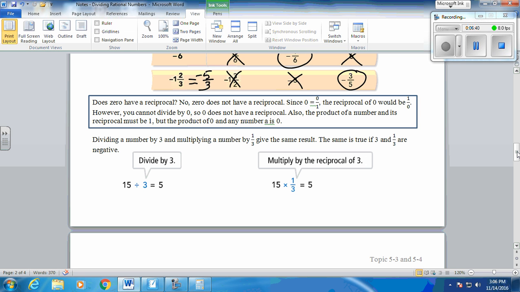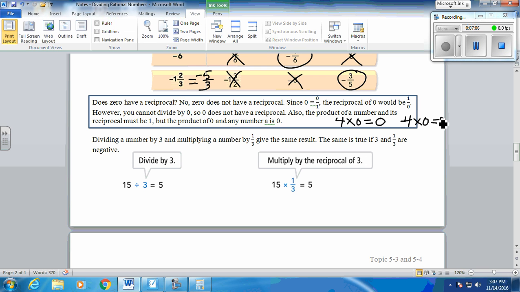Also, the product of a number and its reciprocal must be 1, but the product of 0 and any number A is 0. So when I'm saying any number A times 0 is 0, I could say 4 times 0 is 0, or even negative 4 times 0 is still 0. So since I can never multiply anything by 0 and get 1, it doesn't have a reciprocal.